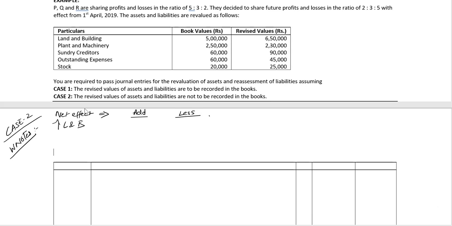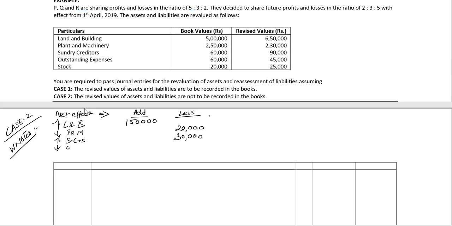The land and building has increased by 1,50,000. We'll write it under add. There's a decrease in plant and machinery by rupees 20,000. We'll write it against less. There's an increase in a liability of sundry creditors. The amount of increase is 30,000. Increase in liability will come under less.